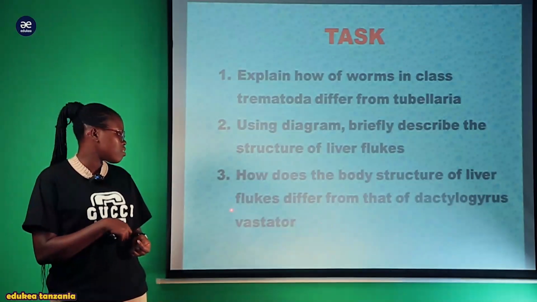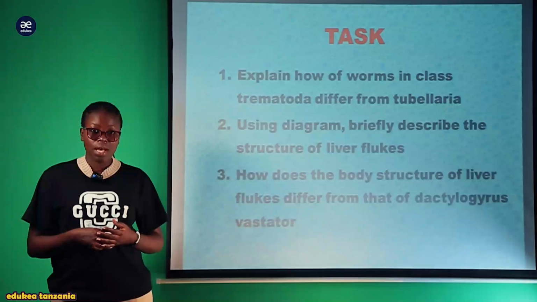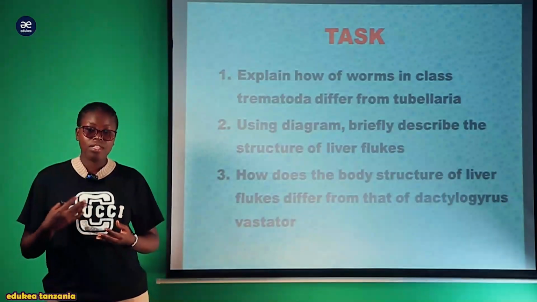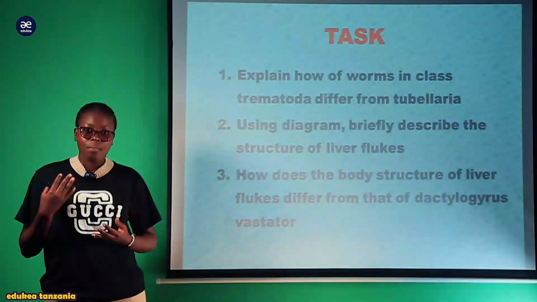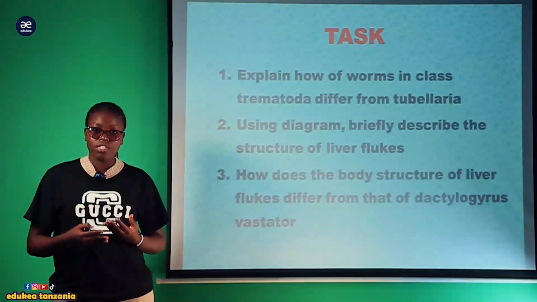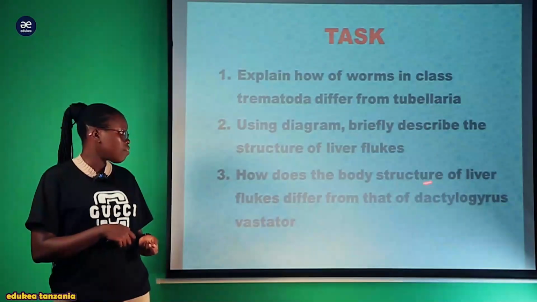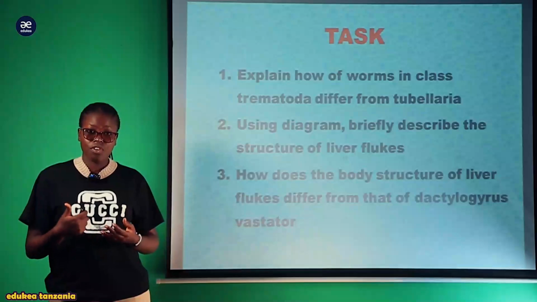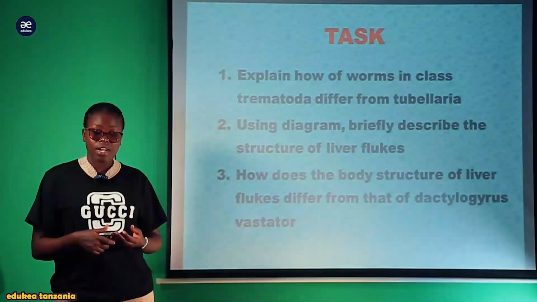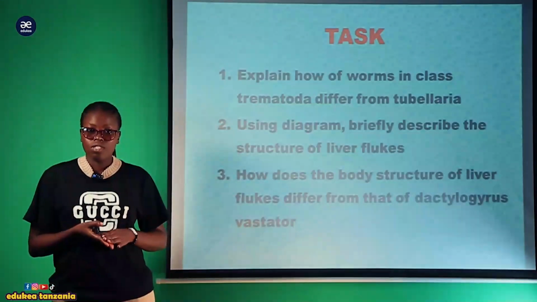Dactylogyrus fastata? Dactylogyrus fastata, this is one of the example wa Cestoda, ambao huyu hapa pia ni ectoparasite for most of the fish, ambao tumeangalia kwamba they tend to suck up the blood meal by using their oral suckers once they attach to the gills of the fish as they are ectoparasites. So you have to distinguish this liver fluke, which is an endoparasite which is found within the body of the host, and the Dactylogyrus fastata, which is ectoparasite which is found within the skin of the host cell.